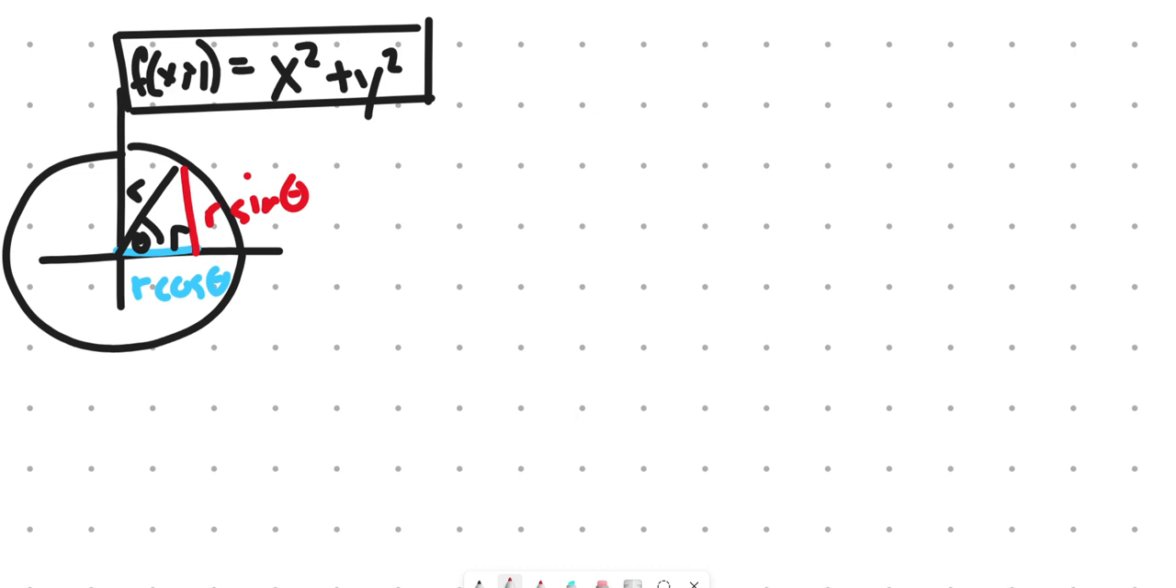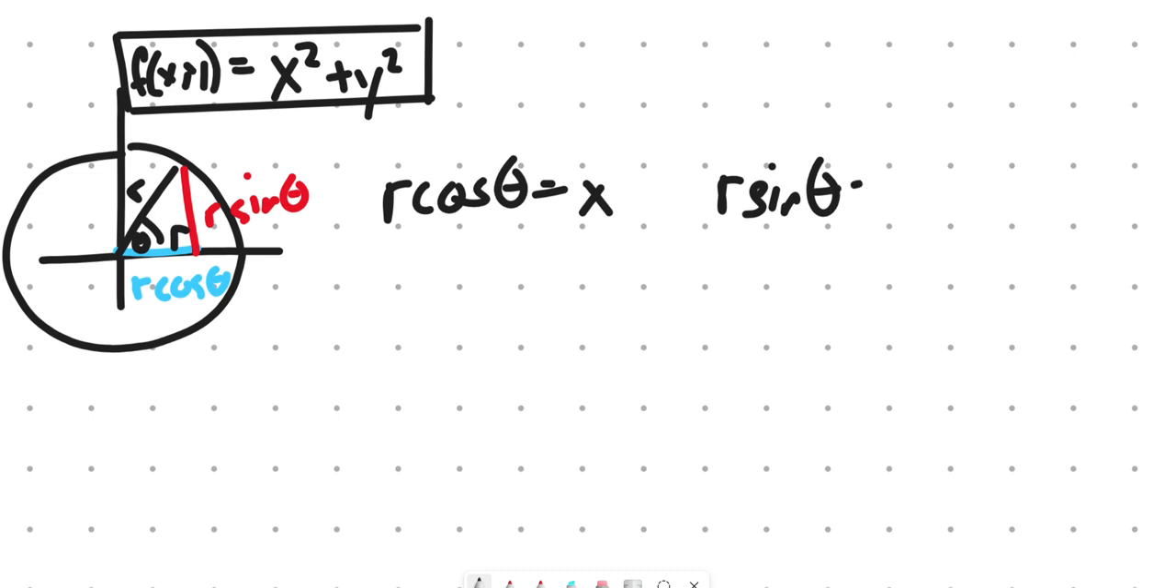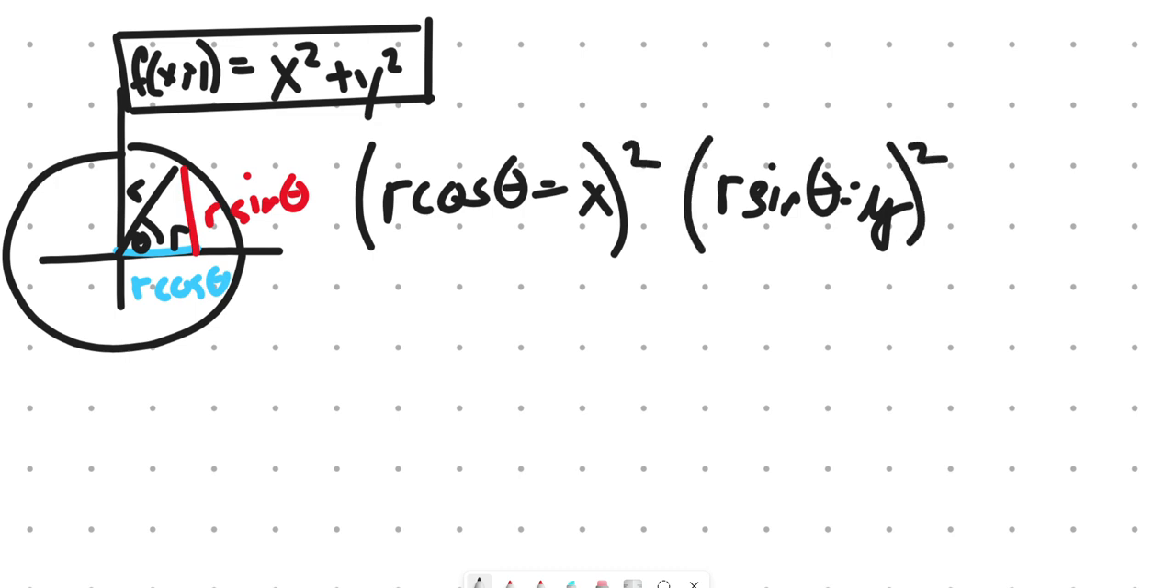Since we have this, we can say that r cosine theta is equal to the x component, and r sine theta is the y component. If we square both sides, since we want to go to x squared plus y squared, we get r squared cosine squared theta and r squared sine squared theta.